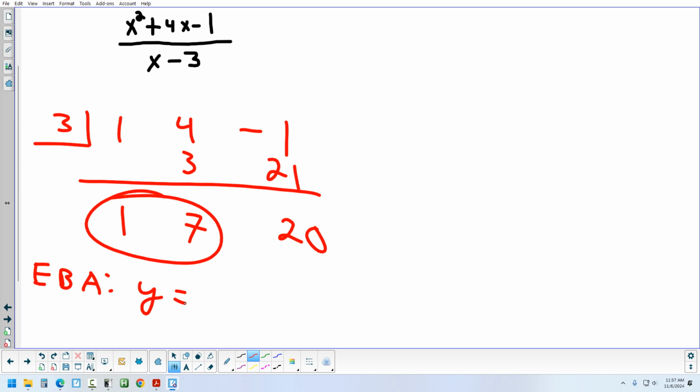How would you write that? The 1 and the 7? Yeah? X plus 7. Exactly. Is that a parabola? Y equals x plus 7? No, it's a little simpler than a parabola. What is this? It's a linear. It's a line, but it's not horizontal. It's on a slant. Right? So this is called a slant asymptote. So it's a little simpler because it's linear again, but it's not as simple as horizontal, but not as complicated as a parabola. So that's my EBA.